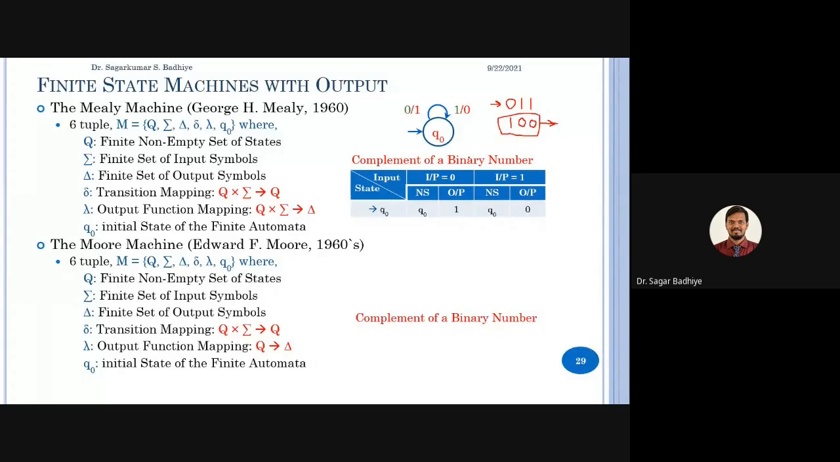If zero is the input, output was one. If one is the input, the output is zero. Okay, so similarly here also we have two outputs because we want to get the complement. But now in the earlier case, the output was dependent on the transition, that is the state and the input combination. But here the output depends on the states, right? So as there are two outputs, there must be two states.